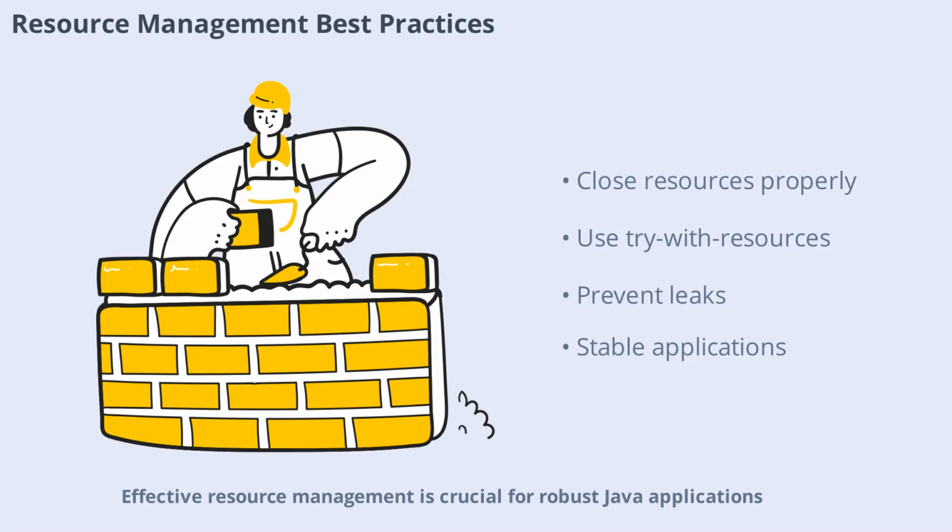Effective resource management is crucial for robust Java applications. Always close files, database connections, and streams properly. Use try with resources for automatic cleanup. This prevents resource leaks and ensures your application remains stable and efficient.